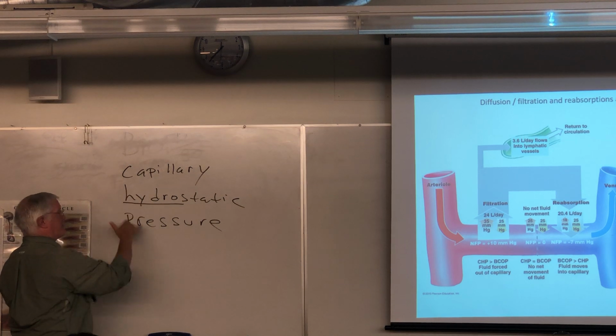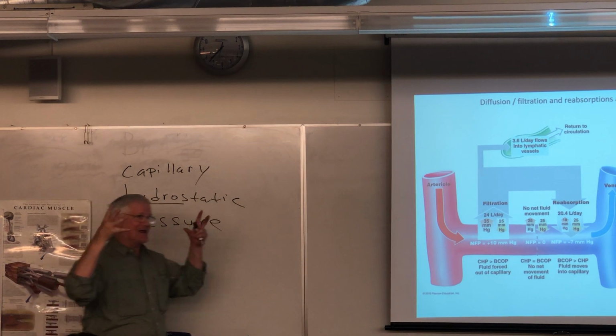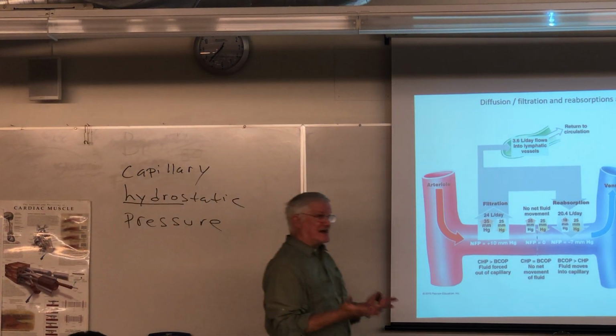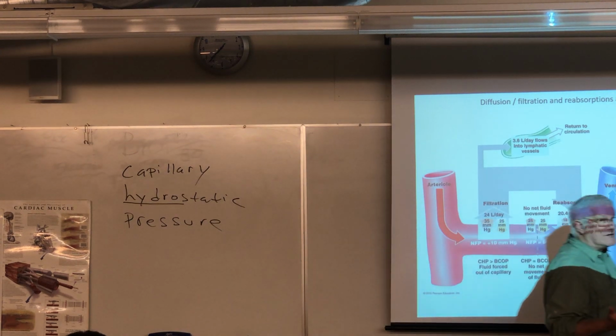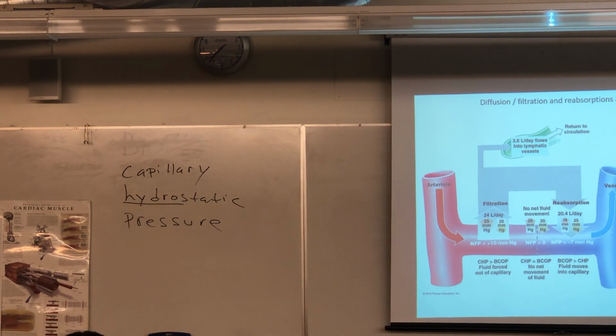Capillary hydrostatic pressure is the blood pressure in the capillary. And what is blood mainly comprised of? Water. So it's just the water pressure against the walls of your capillary. It's how hard they're pushing against the wall.